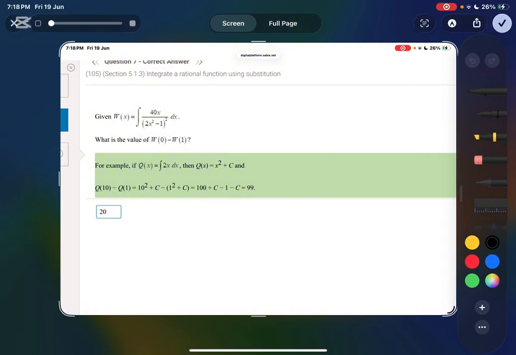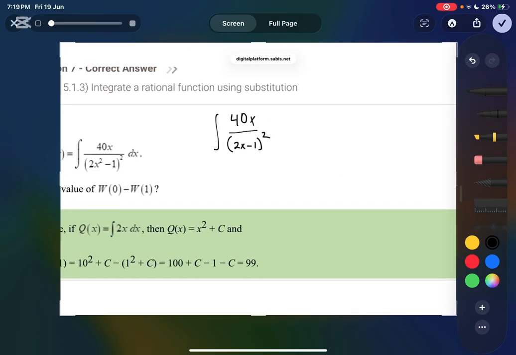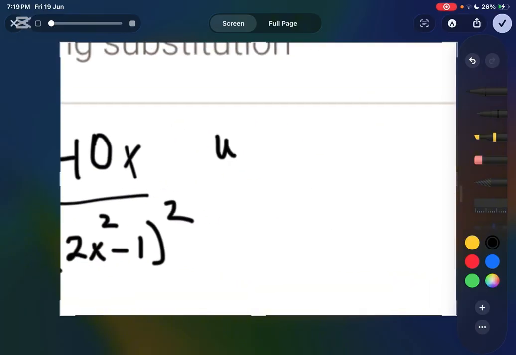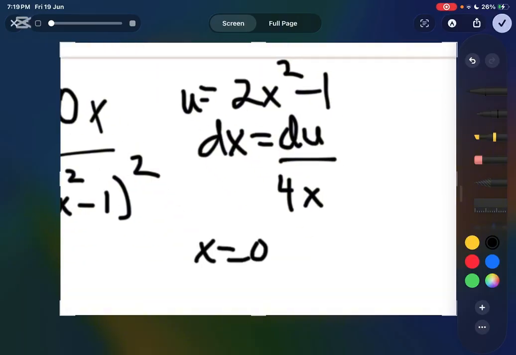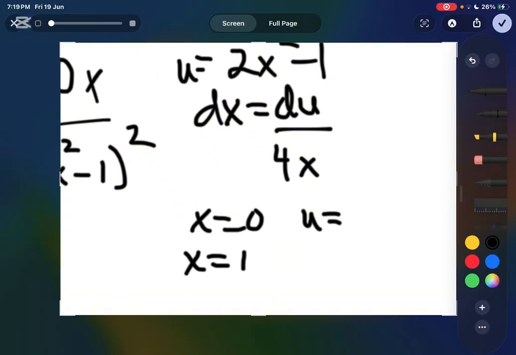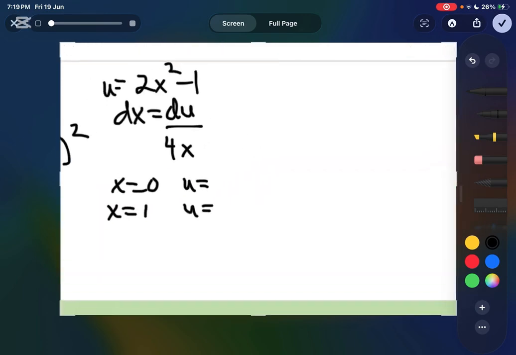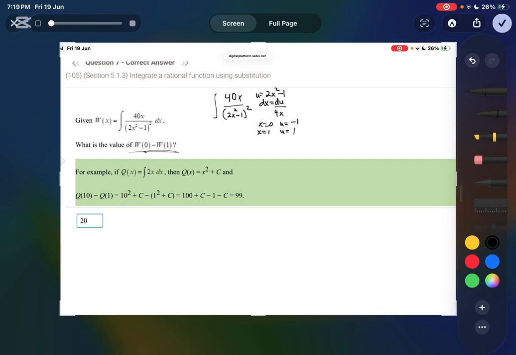So now integral of 40x of 2x squared minus 1, all squared. Okay. So here you let u is equal to 2x squared minus 1. So here dx will be equal to du over 4x, okay? And then for x equals 0, u will be equal to what? For x equals 1, u will be equal to what? Because 0 and 1 here. So for x equals 0, u will be equal to minus 1, and for x equals 1, it will be 1. So minus 1 and 1.